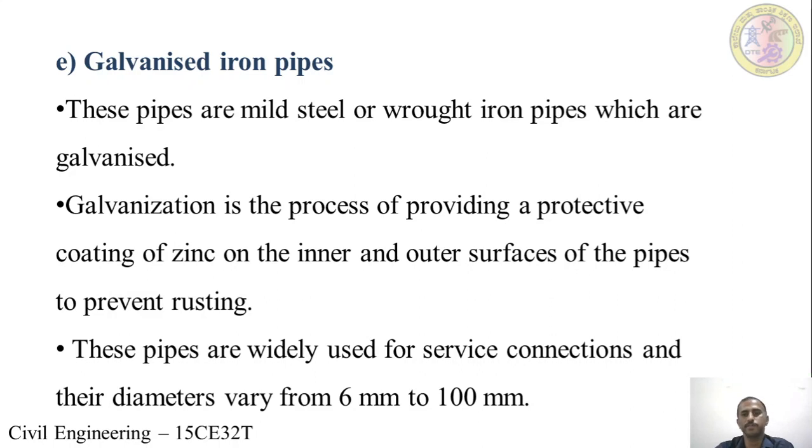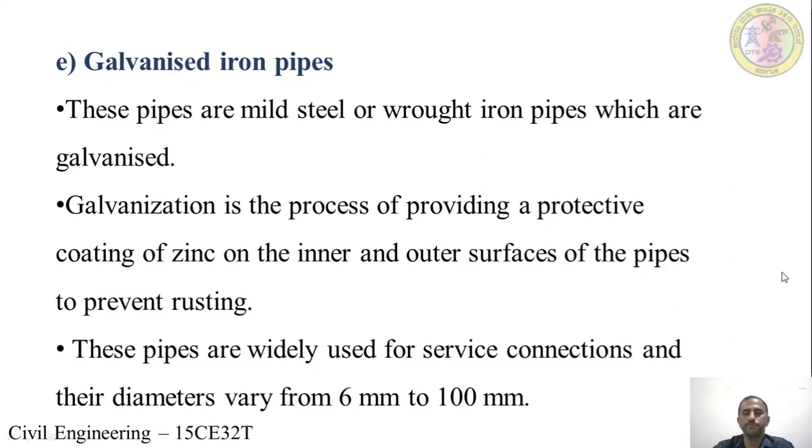It protects the internal pipe material in two ways. In first way, it protects the internal delicate pipe material by acting as a protective layer. In second way, even if the coating is eroded, it acts as anode and protects the inside pipe material from getting corroded. Hot dip galvanization is the common method used for galvanization of mild steel or wrought iron pipes.